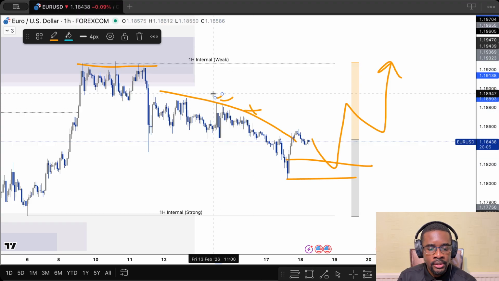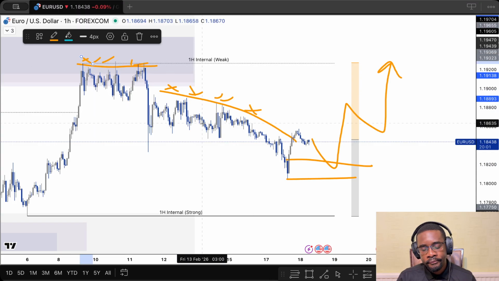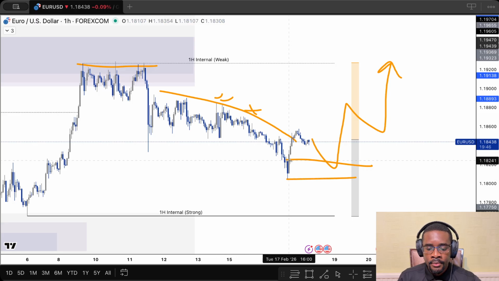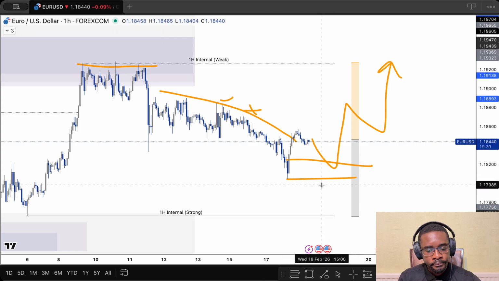We have resting liquidity, a lot of it. So at some point that's got to go. That's going to go. We'll wait and see, but this is what I'm looking at. Might be looking at buys once price comes in and mitigates this area or around this area, then might be looking for buys.